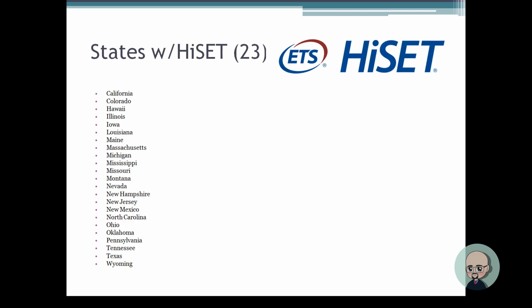Okay, the states with HiSET are California, Colorado, Hawaii, Illinois, Iowa, Louisiana, Maine, Massachusetts, Michigan, Mississippi, Missouri, Montana, Nevada, New Hampshire, New Jersey, New Mexico, North Carolina, Ohio, Oklahoma, Pennsylvania, Tennessee, Texas, and Wyoming.